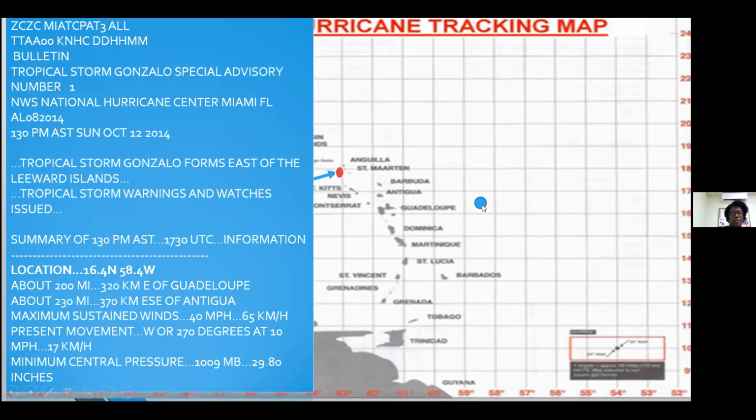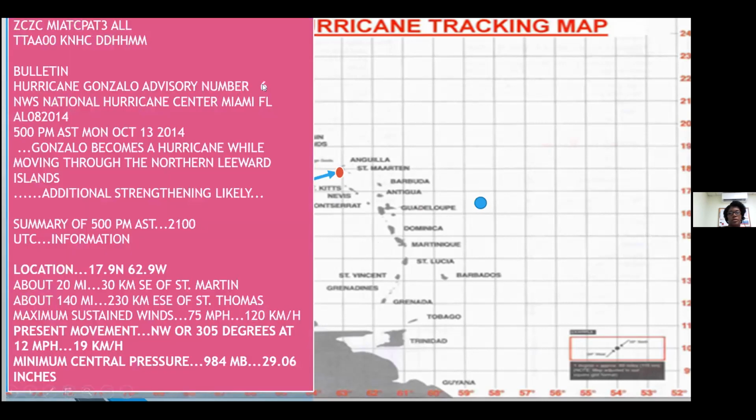So these are the points that we have: how fast it is moving, where it is going, the strength of the winds, and the pressure. Now this is another one, but this is number 6, so that means we had about 5 in between. So I just skipped a couple just for the demonstration.